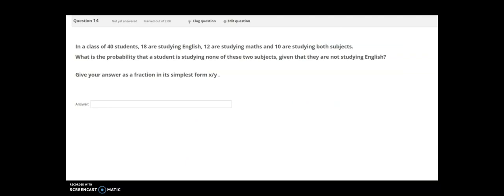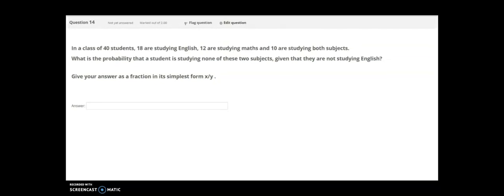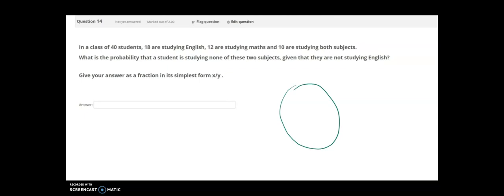Question number 14. In a class of 40 students, 18 are studying English, 12 are studying maths, and 10 are studying both subjects. What is the probability that a student is studying none of these two subjects, given that they are not studying English? Give your answer as a fraction in its simplest form. We'll use the Venn diagram to help us with this. So we have English, maths.